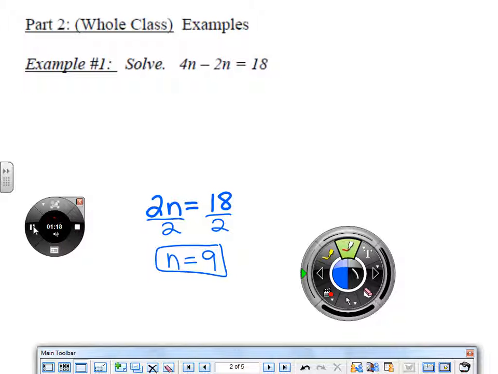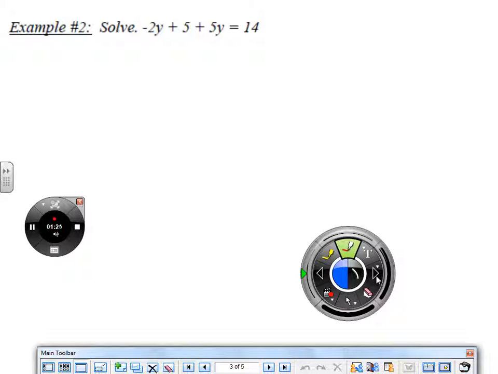All right, so second example. Negative 2y plus 5 plus 5y equals 14. Which side of the equation would you say is simplified already? The right side, which is 14, right? That part is simple. I don't have to do anything.